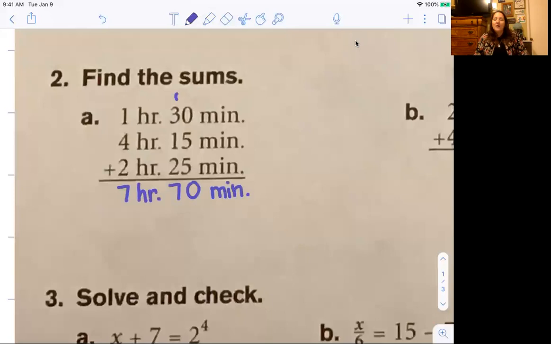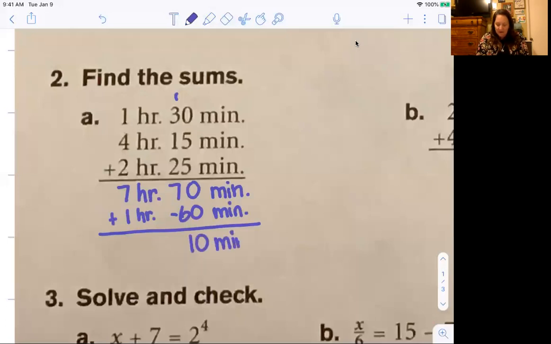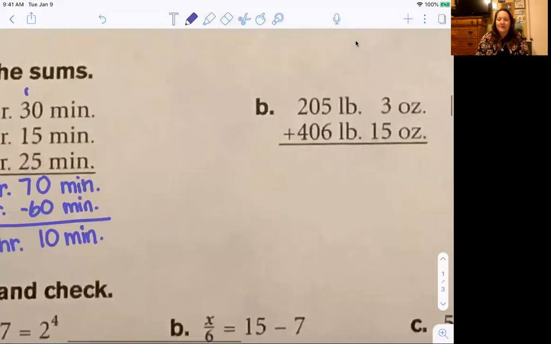7 hours. Now, question for you. Can I leave it 7 hours, 70 minutes? No, I cannot, because there are 60 minutes in an hour, and 70 minutes is more than 60 minutes. So I have to take 60 minutes away, and I have to add 1 hour on the hour side, because there's 60 minutes in an hour. So I get 10 minutes over here and 8 hours. 8 hours, 10 minutes.